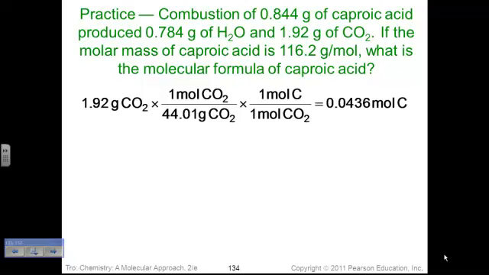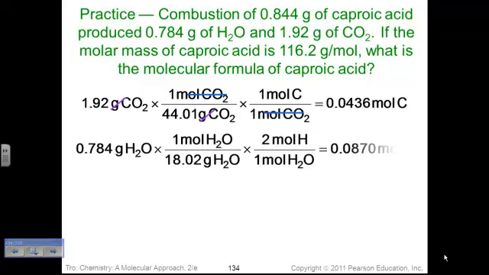All right, let's see what we have. By combustion analysis, we're going to turn the grams of carbon dioxide into moles of carbon. 1.92 grams divided by the molar mass. There's 1 carbon in every mole of carbon dioxide. You found 0.0436 moles of carbon. Same strategy using the water: 0.784 grams of water divided by water's formula weight, and taking into account that there's 2 H's in a water formula, 0.0870 moles of hydrogen. Canceling the gram unit, step 1. Canceling the mole unit, step 2.